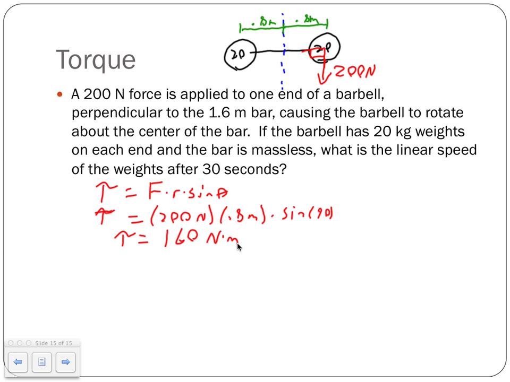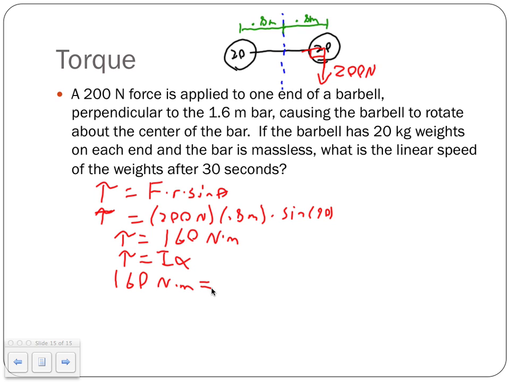Okay, so we have our value for the torque right here. We can find the angular acceleration because we know that tau is equal to I alpha. So we know tau is 160 newton meters. For the moment of inertia, since the two objects are a decent distance away from the central axis, we can treat these as point masses.